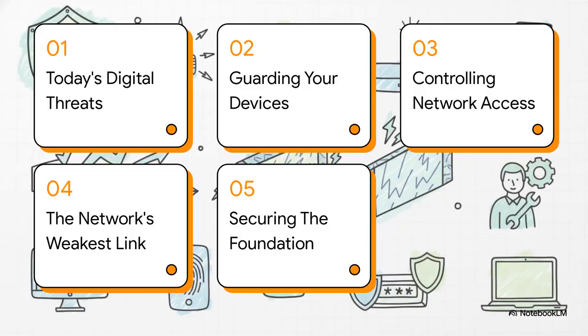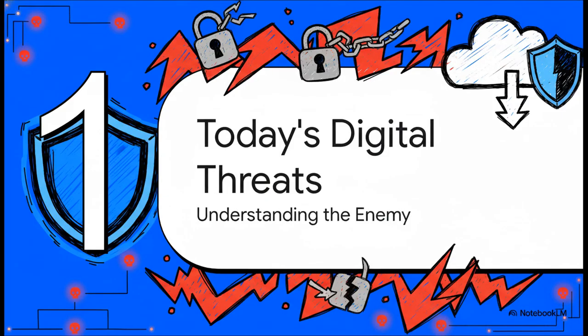To build our fortress right, we're going to follow a 5-part battle plan. First, we'll get a lay of the land with today's threats. Then we'll talk about guarding our devices, controlling who gets access. Then we'll pinpoint the network's single weakest link. And finally, we'll learn how to secure that vulnerable foundation. All right, let's get into it.